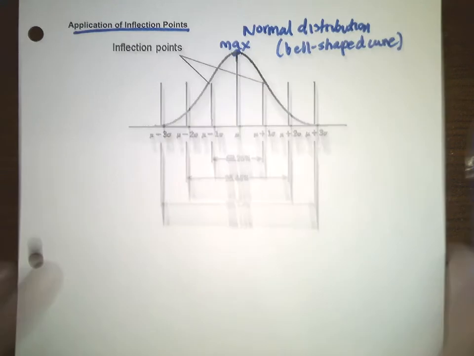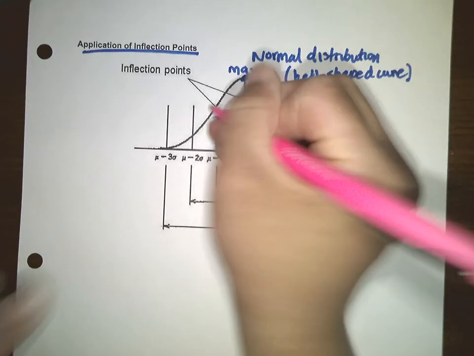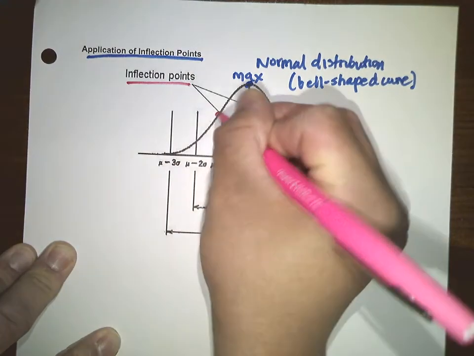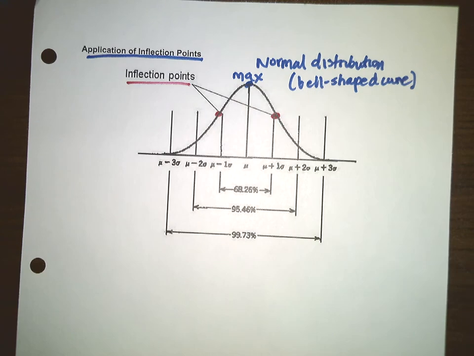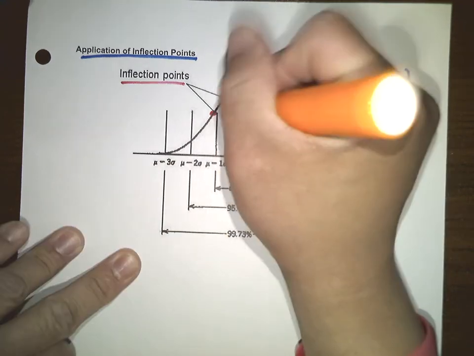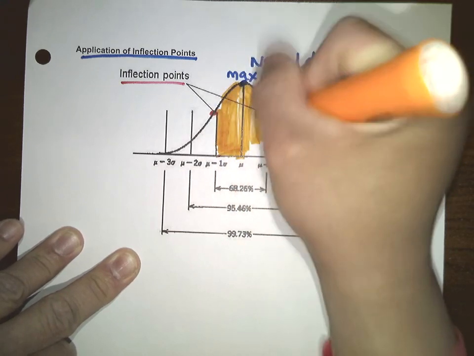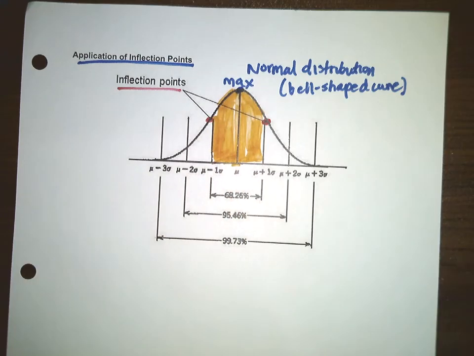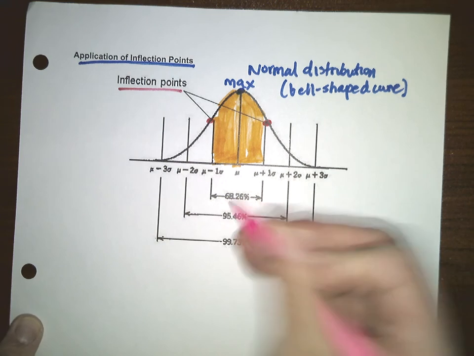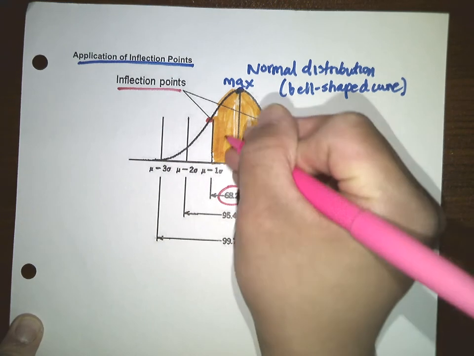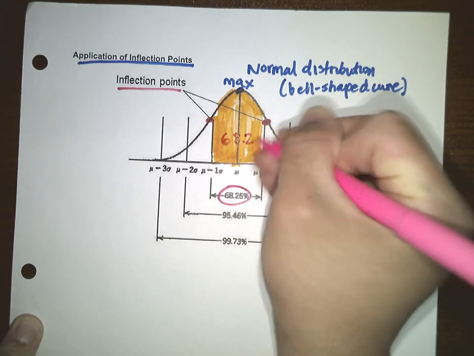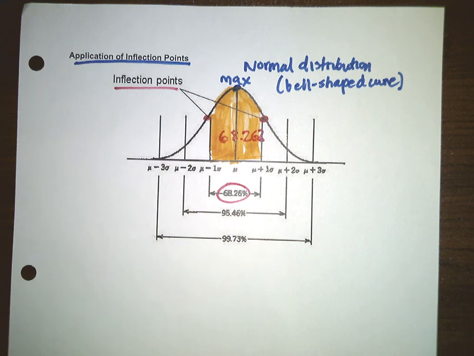All right, here we go. So now here is the inflection point. Here is the inflection point. And so right here in the middle between the two inflection points, that's where 68.26% of the area under the curve lies.